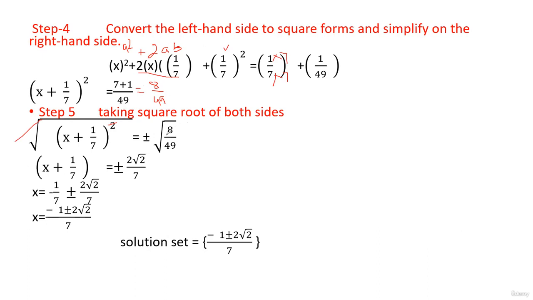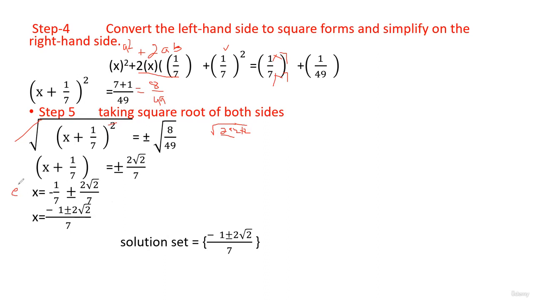Now square root of 8 will be triple 8, and triple 8 means you can take 2 outside, 2 and 2 and 2. These three roots, you can take double outside, and the square root of 49 is 7, so it will be simply root 2 upon 7. So either our solution is plus minus, so we will take both values.